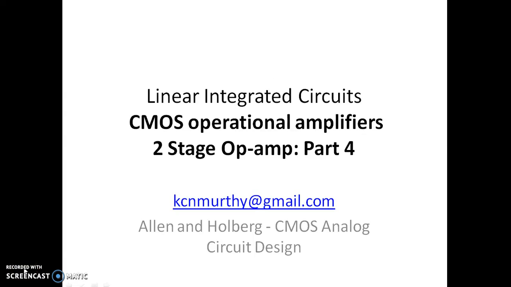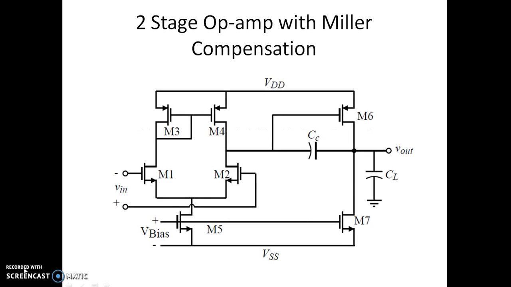So this is a two-stage op amp. This is the fourth video on design of a two-stage op amp circuit. This is a two-stage op amp with Miller compensation. This CC is the Miller compensation capacitor, and CL happens to be the load capacitance.